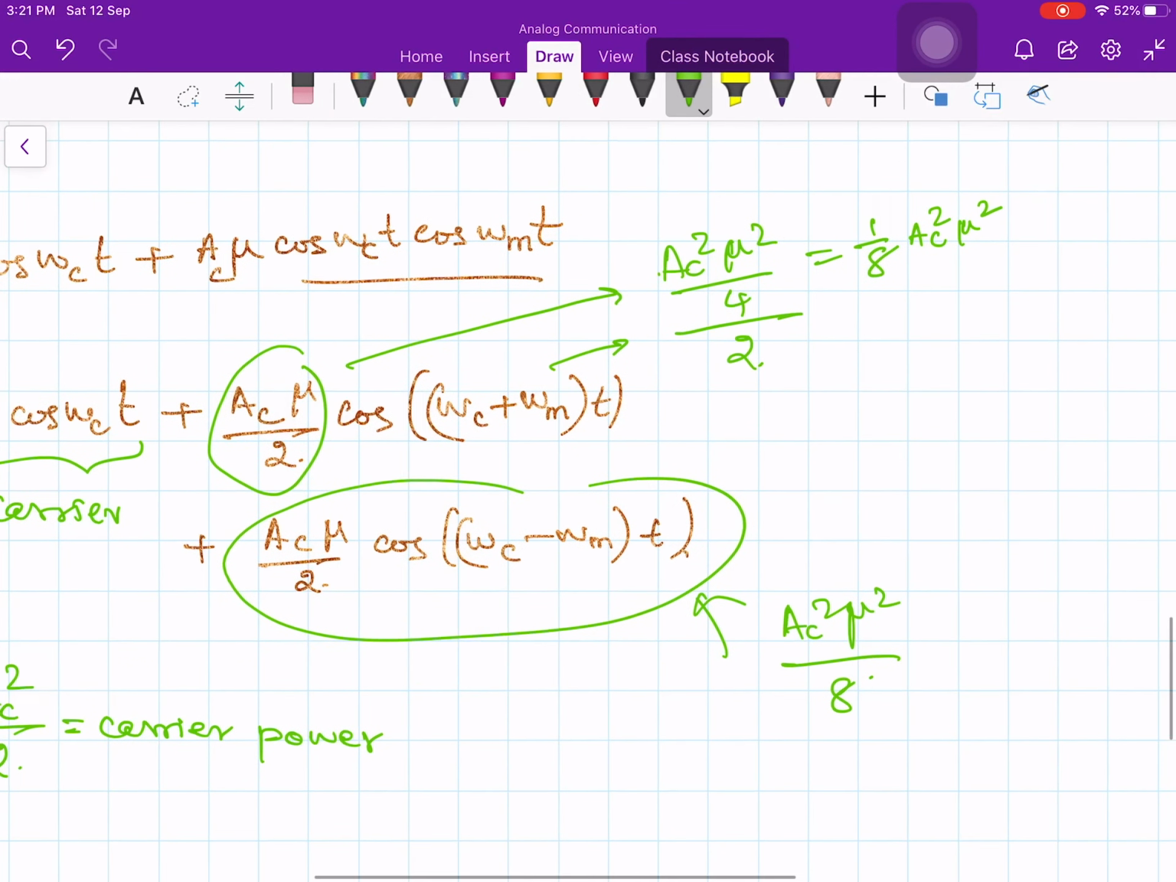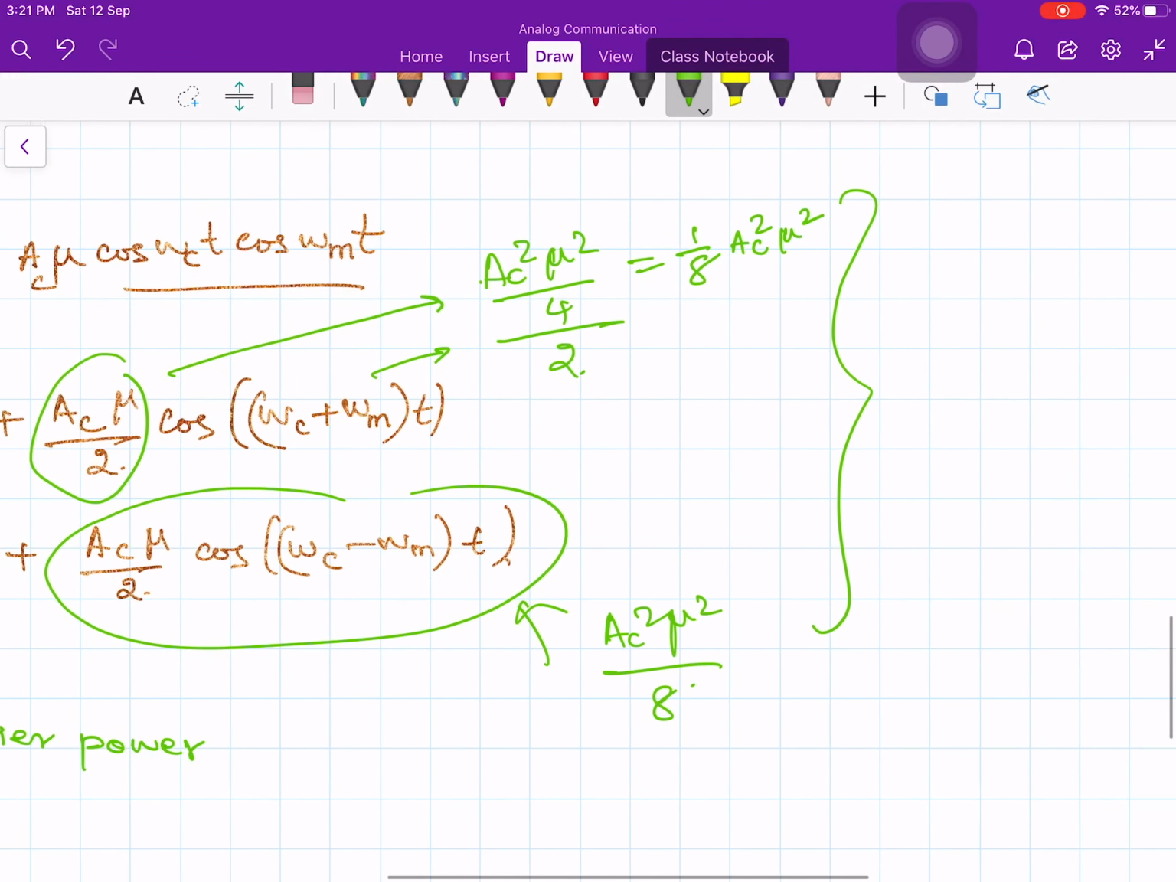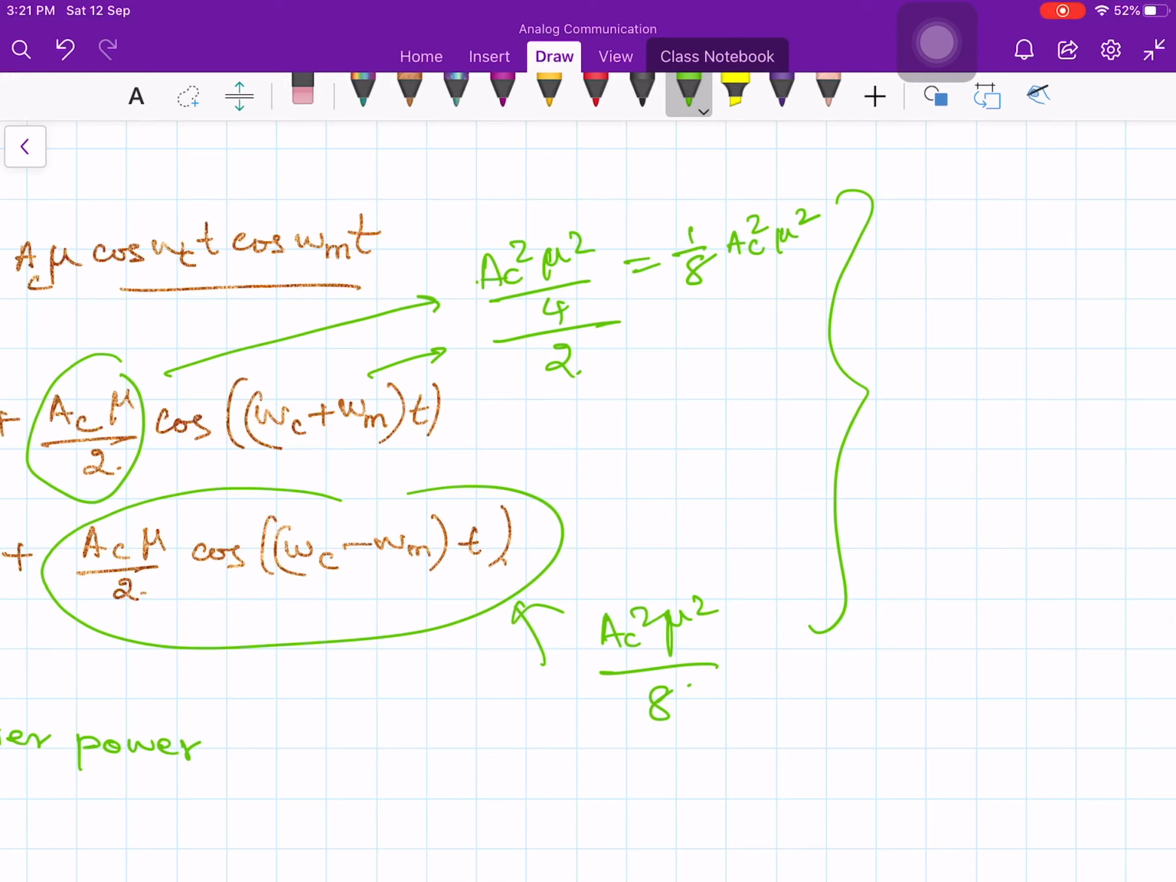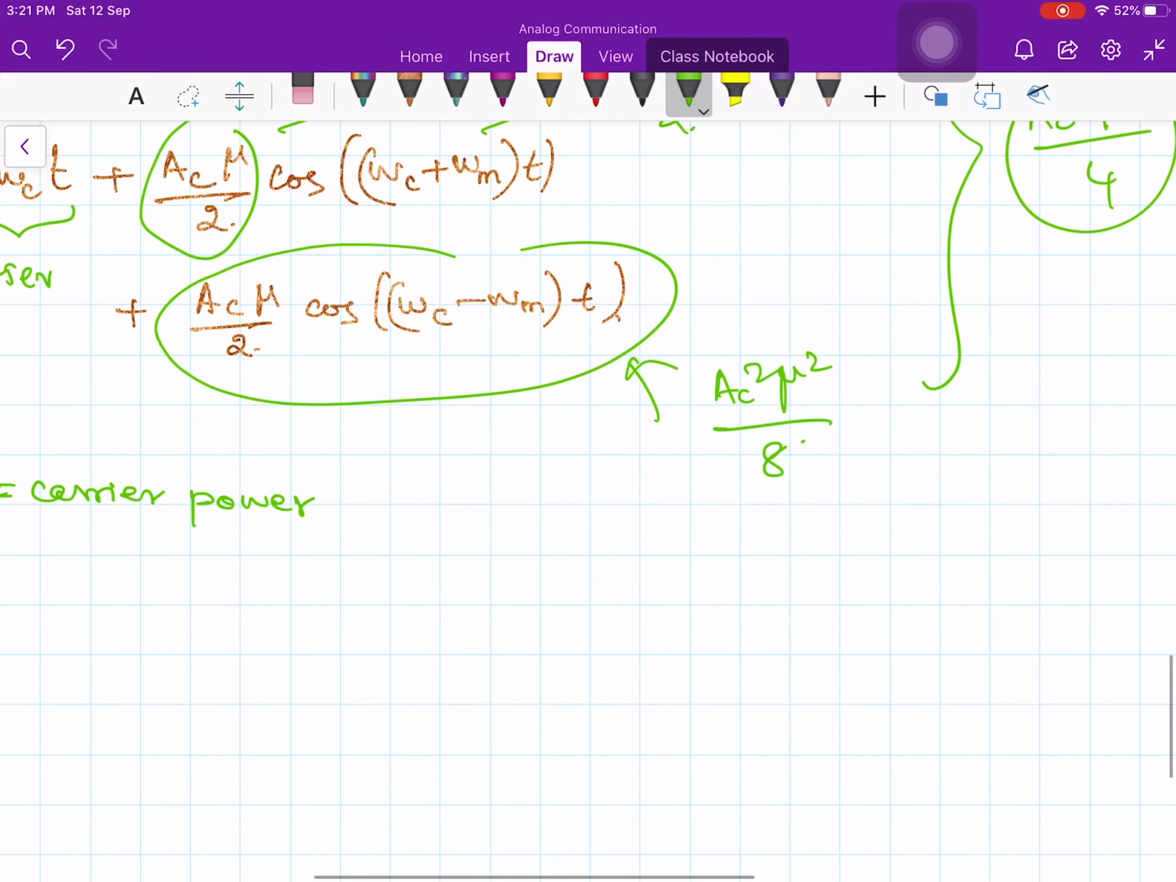What is the total power in the modulated signal? You add these two guys. So A_c squared mu squared by 4 is the power in the two sidebands, which is the useful power transmitted here. Therefore, the useful power transmitted as a fraction of the total transmitted power. Okay, total power transmitted. Therefore, how should we define the efficiency?